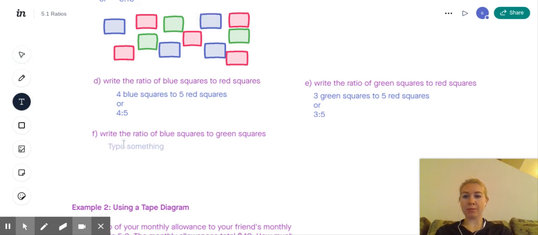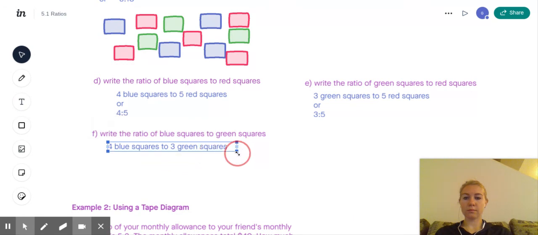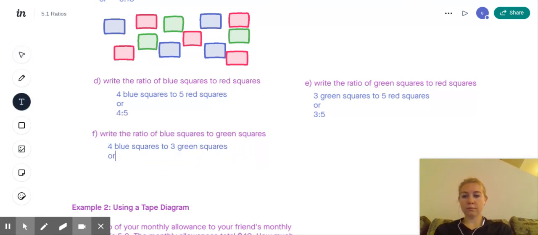Problem F says write the ratio of blue squares to green squares. Let's count our blue. 1, 2, 3, 4. 4 blue squares to 1, 2, 3 green squares. Or we could write it 4:3. All right, and that's that.